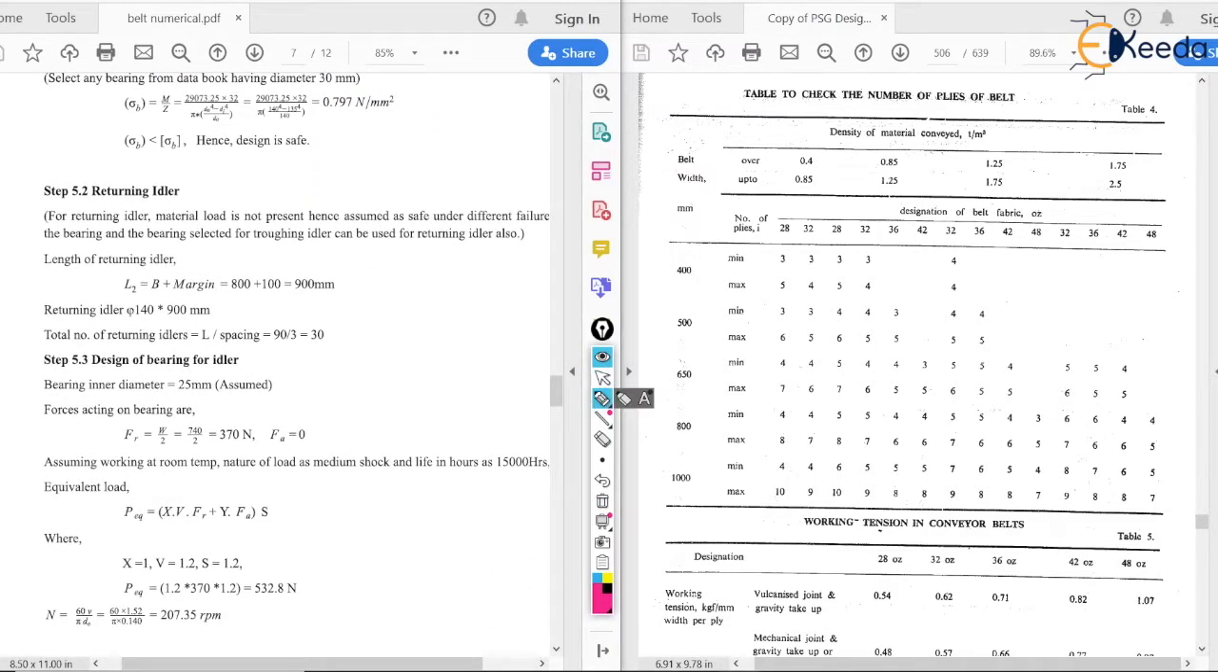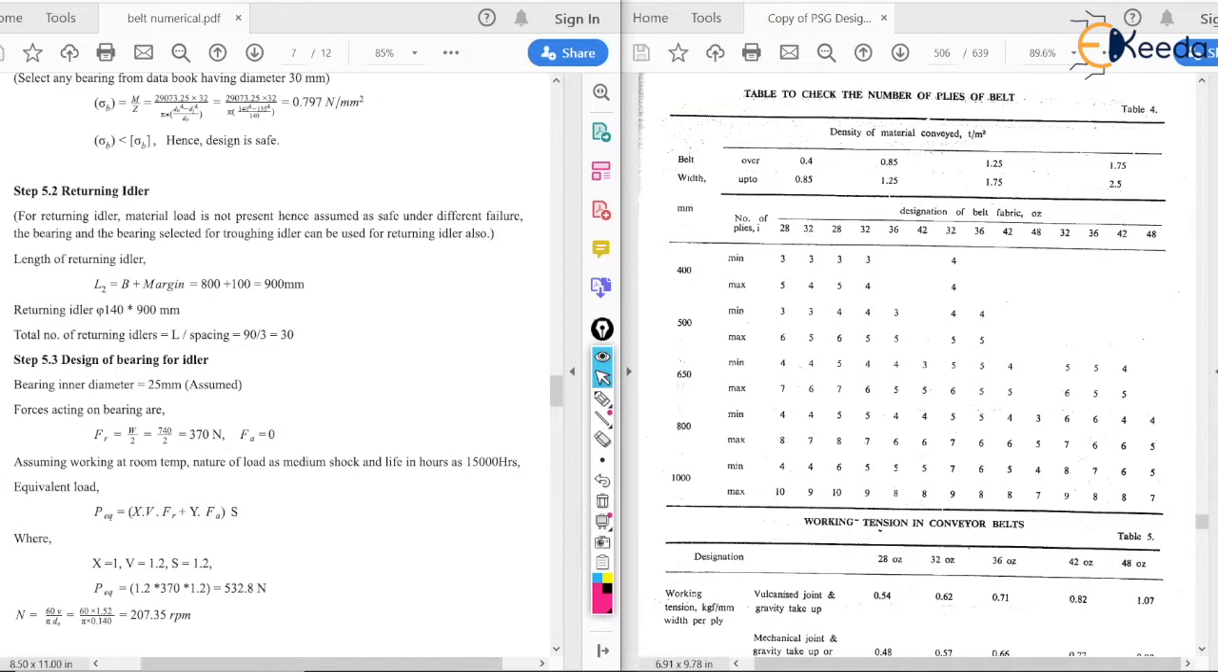Now we are going to move to the returning idler. We have done it for troughing, now we will go to the returning idler. For the returning idler, the material load is not present, hence it is assumed safe under different failures. The bearing selected for the troughing idler can be used for the returning idler also.